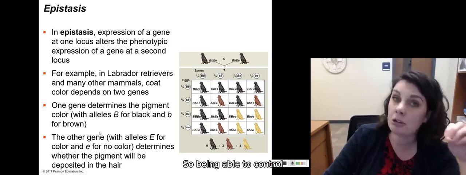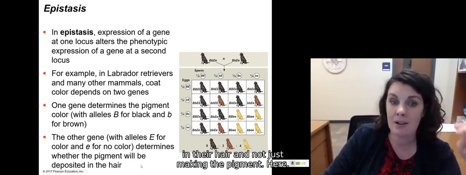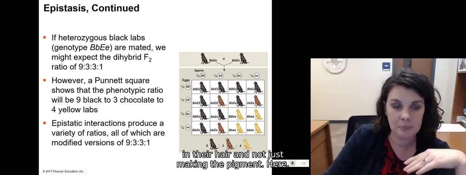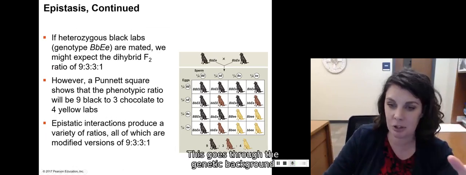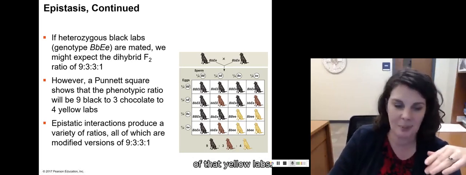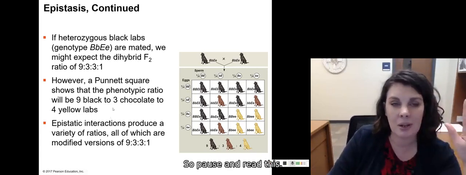So being able to control where the pigment goes in and depositing that pigment in their hair, and not just making the pigment. Here this goes through the genetic background of that. Yellow labs, that's what I was trying to think of. Black, chocolate, and yellow labs.